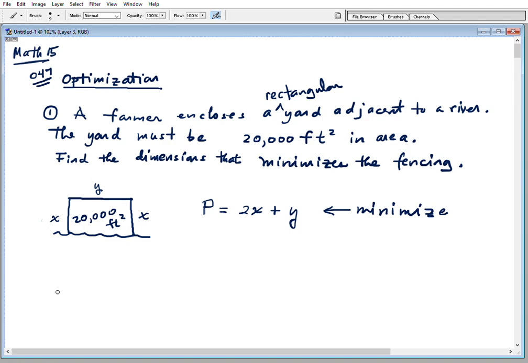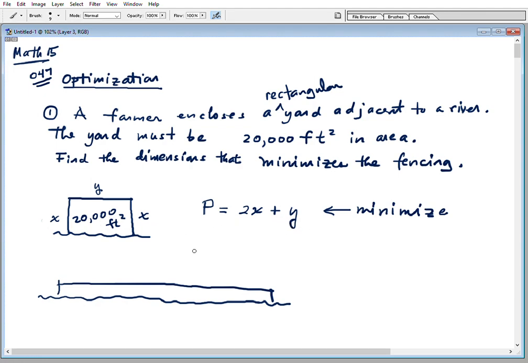You could imagine that if you made the yard very long or very wide, but still needed 20,000 square feet, you would require a lot of fencing. You would probably need a lot of fencing to get your 20,000 square feet. And if you made it too long in that direction or very long in the other direction, you would also need a lot of fencing. So it's somewhere in between. All right, so this is what we want to minimize.